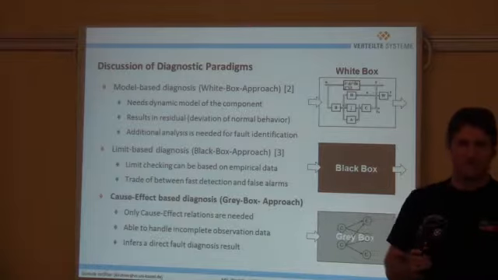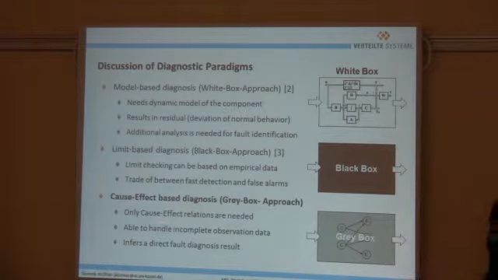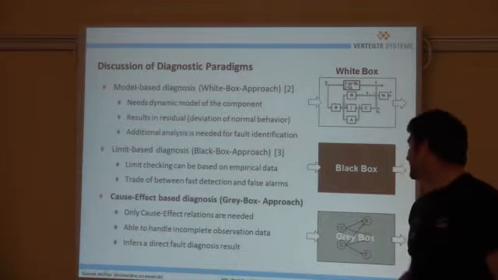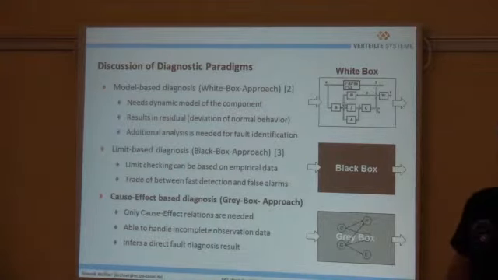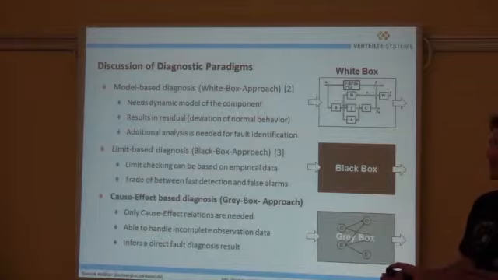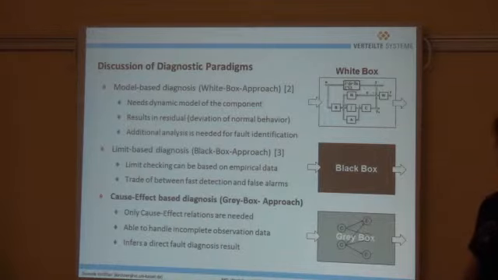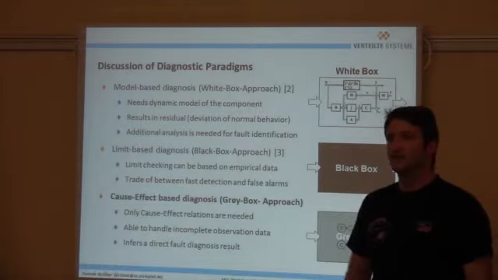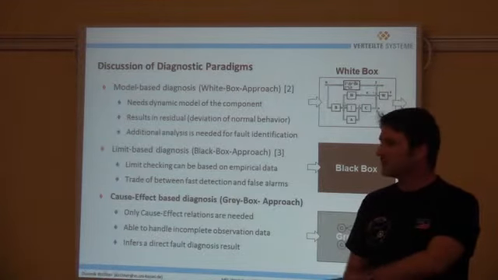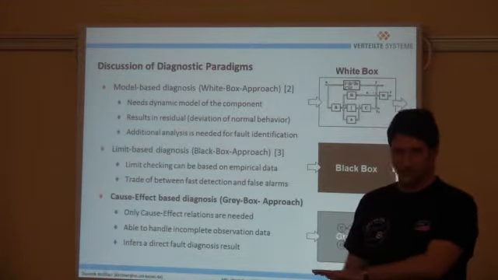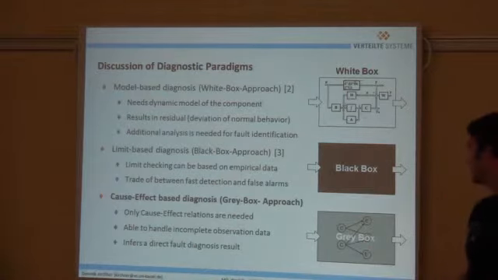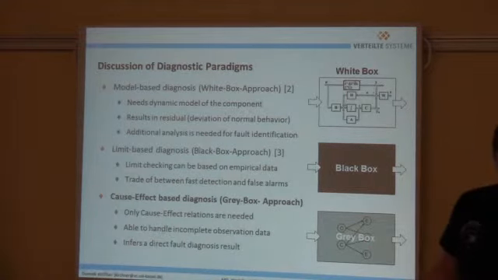What I do with my approach is something in between. I call it the gray box, of course. And here I do not assume that I have complete knowledge about the dynamics of the component, but I do assume that I have at least some knowledge. So I call it cause-effect relations. That's simply the idea. If the component is in a failure, that's the cause, you should see some kind of observations, the effects.